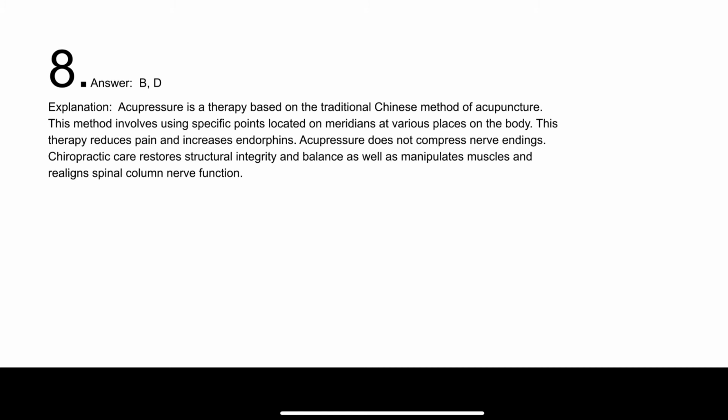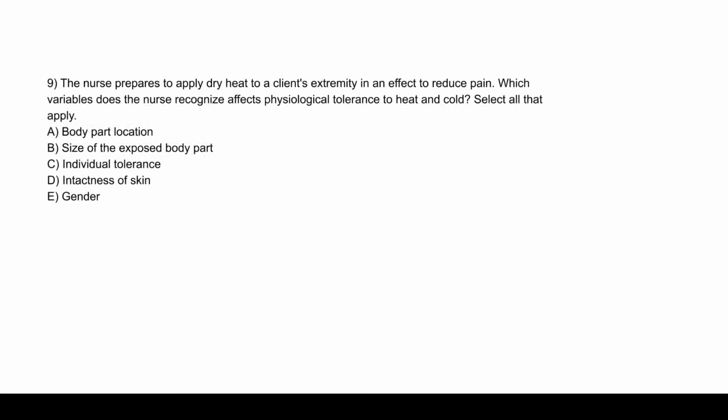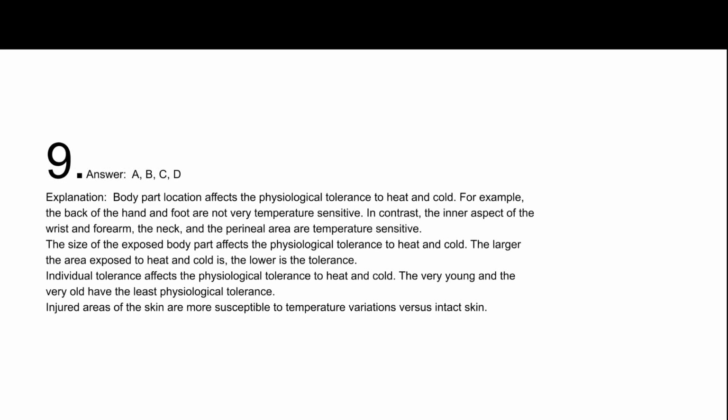Question number 9. The correct answer is A, B, C, and D. Body part location affects the physiological tolerance to heat and cold. For example, the back of the hand and foot are not very temperature sensitive. In contrast, the inner aspect of the wrist and forearm, the neck, and the perineal area are temperature sensitive. The size of the exposed body part affects the physiological tolerance to heat and cold. The larger the area exposed to heat and cold is, the lower is the tolerance.